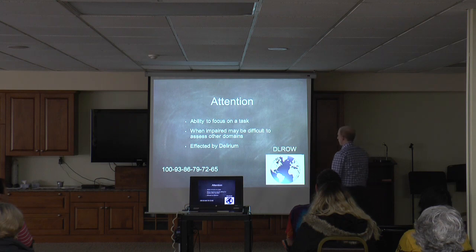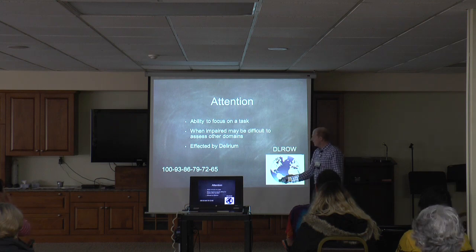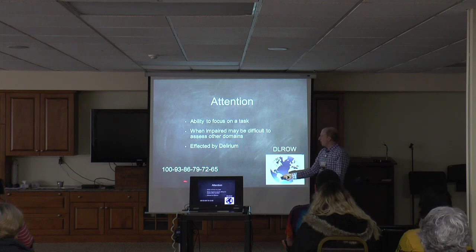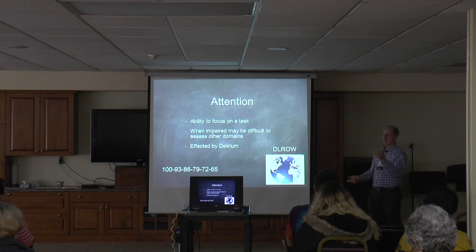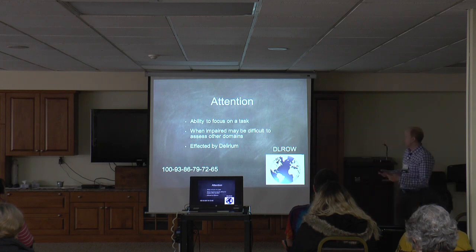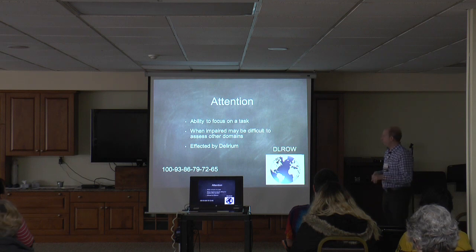The way we measure these sorts of things is by what we call the serial 7s. We have someone count down from 100 by 7. So 100, 93, 86, and so forth. Another way is having them spell the word world backwards. So that's another way of assessing this.